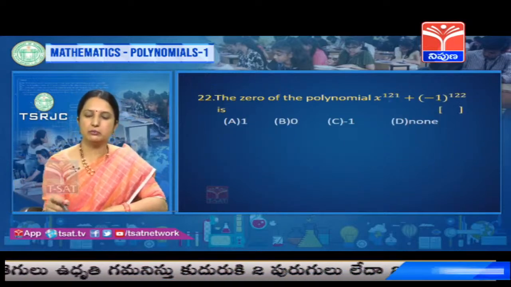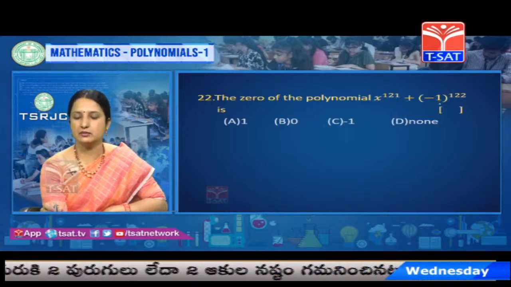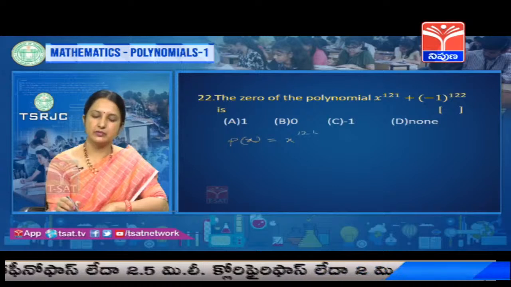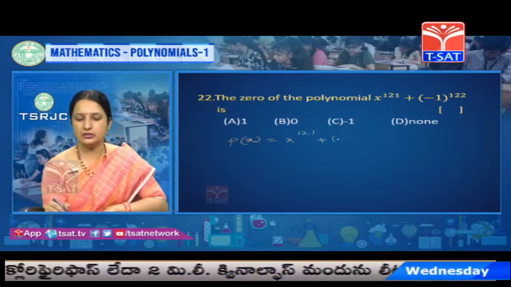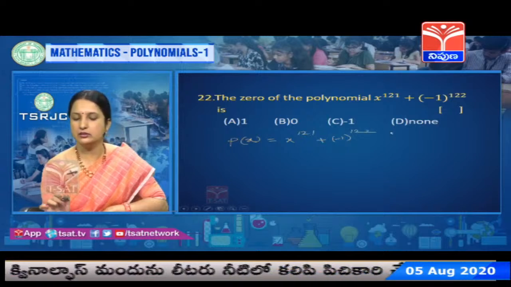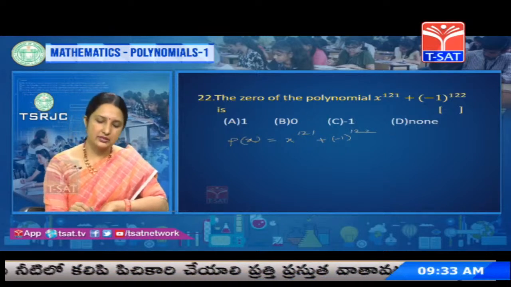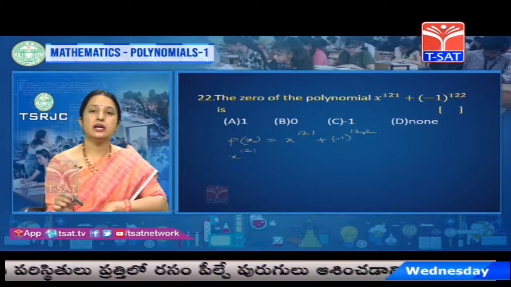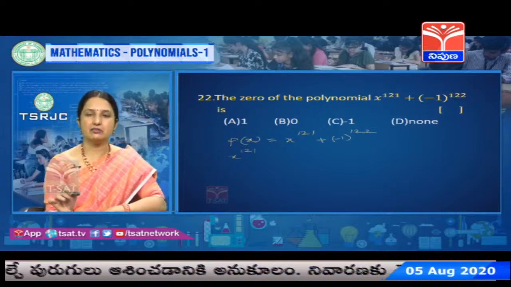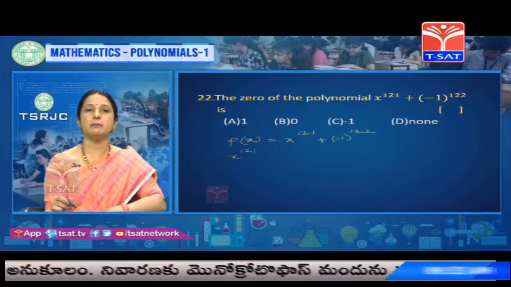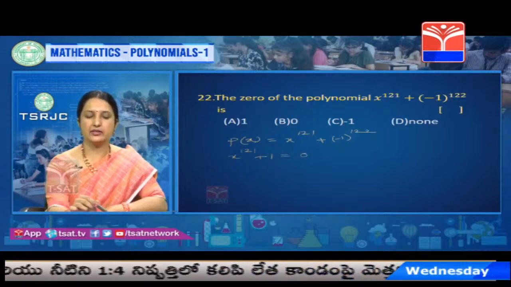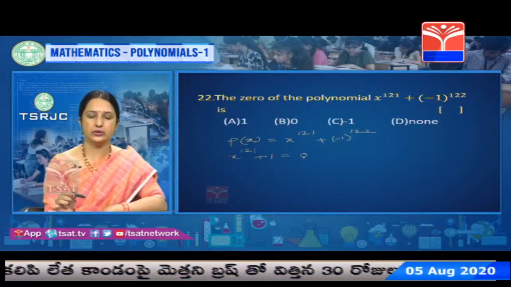Next, the zero of the polynomial x power 121 plus minus 1 power 122. The polynomial of degree 121 is given here, but it has only 2 terms. Any terms in this? There are 2 terms. P of x you should write equal to 0, no? x power 121 minus 1 power 122. When the power is even, what will you get? The value will always be positive. So x power 121 plus 1 equals to, what do we have to find out? 0. So equals to 0 you write.